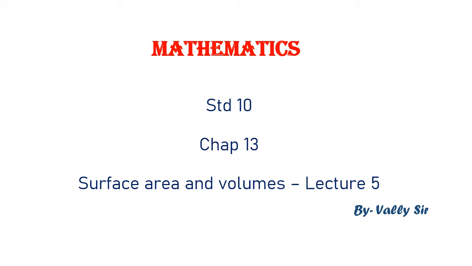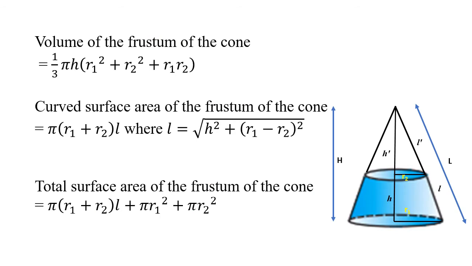In the last lecture, we did the formula of the frustum of a cone. So I hope you do remember what a frustum is. When you cut a cone parallel to the base and remove the top cone, what remains is the frustum. Now, you can see these formulae which we used in the previous chapter, but in this chapter we are going to try to derive them.